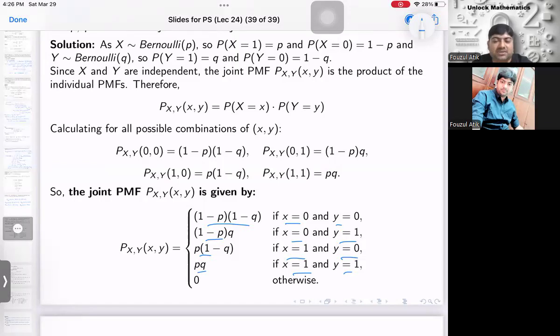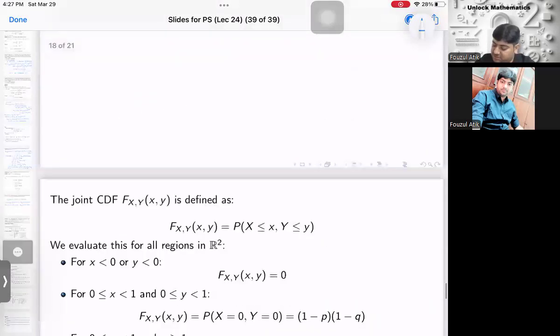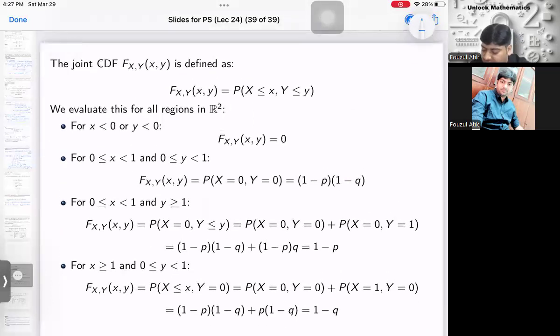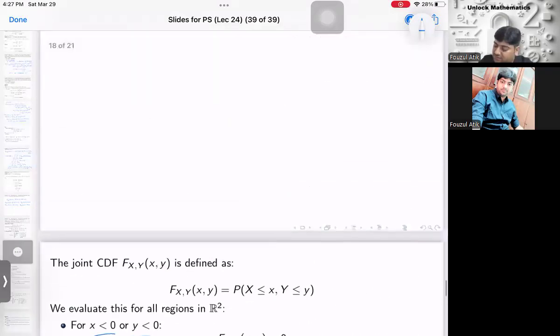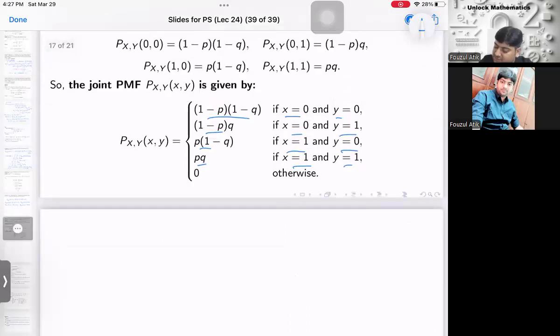Your next task is to also find the joint cumulative distribution function. How do you calculate the joint cumulative distribution function? We have different cases. Maybe I'll just show you the answers, as we are running out of time. When both x and y are less than 0, then definitely F of xy, the joint cumulative distribution function, is 0. And then, because we have all possible cases, we have to take all kinds of combinations also.